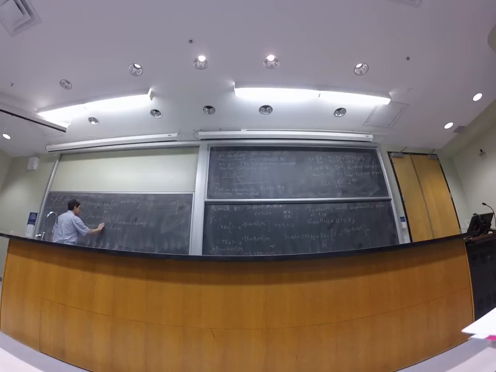I made a mistake here. Let's see. I have an extra bracket, and the bracket should be here. There shouldn't be a bracket here. The bracket should have been before the division by tau.